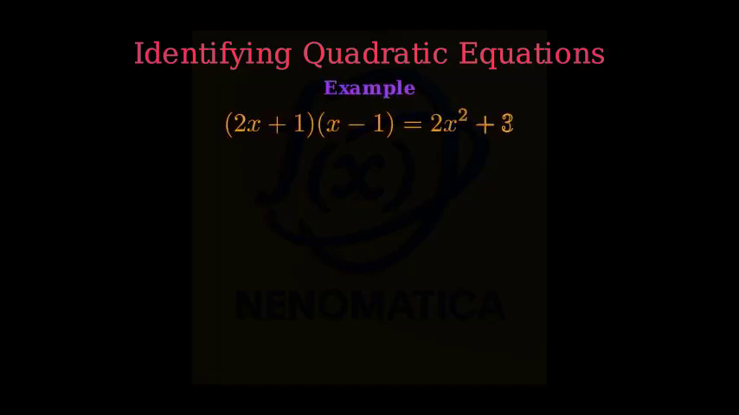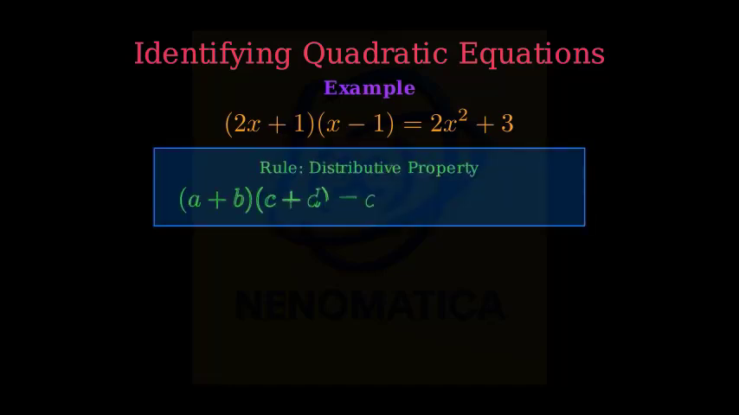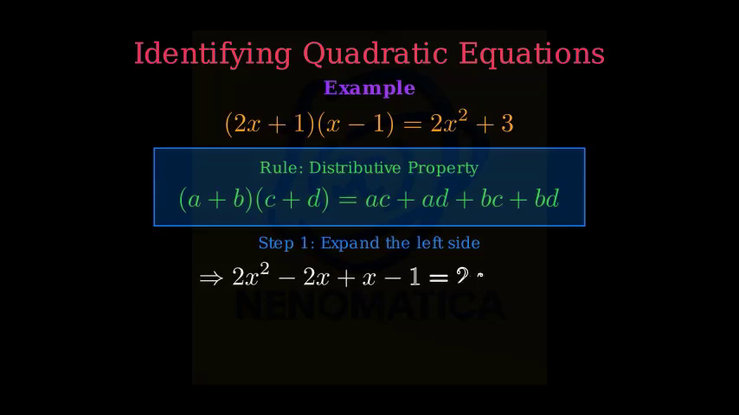We need to determine if the following equation is a quadratic equation. To determine if this is a quadratic equation, we need to simplify and rearrange it into standard form. Let's start by expanding the left side using the distributive property. The expression (2x + 1)(x - 1) becomes 2x squared minus 2x plus x minus 1.